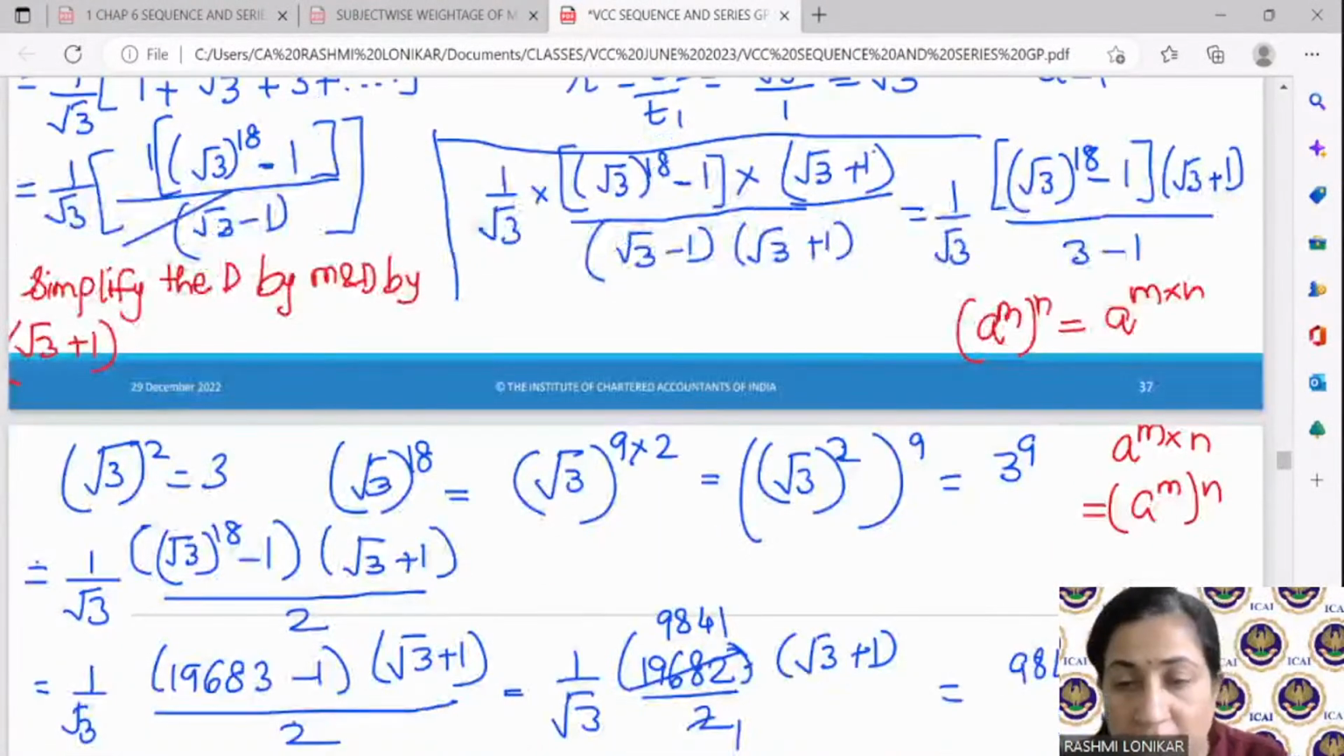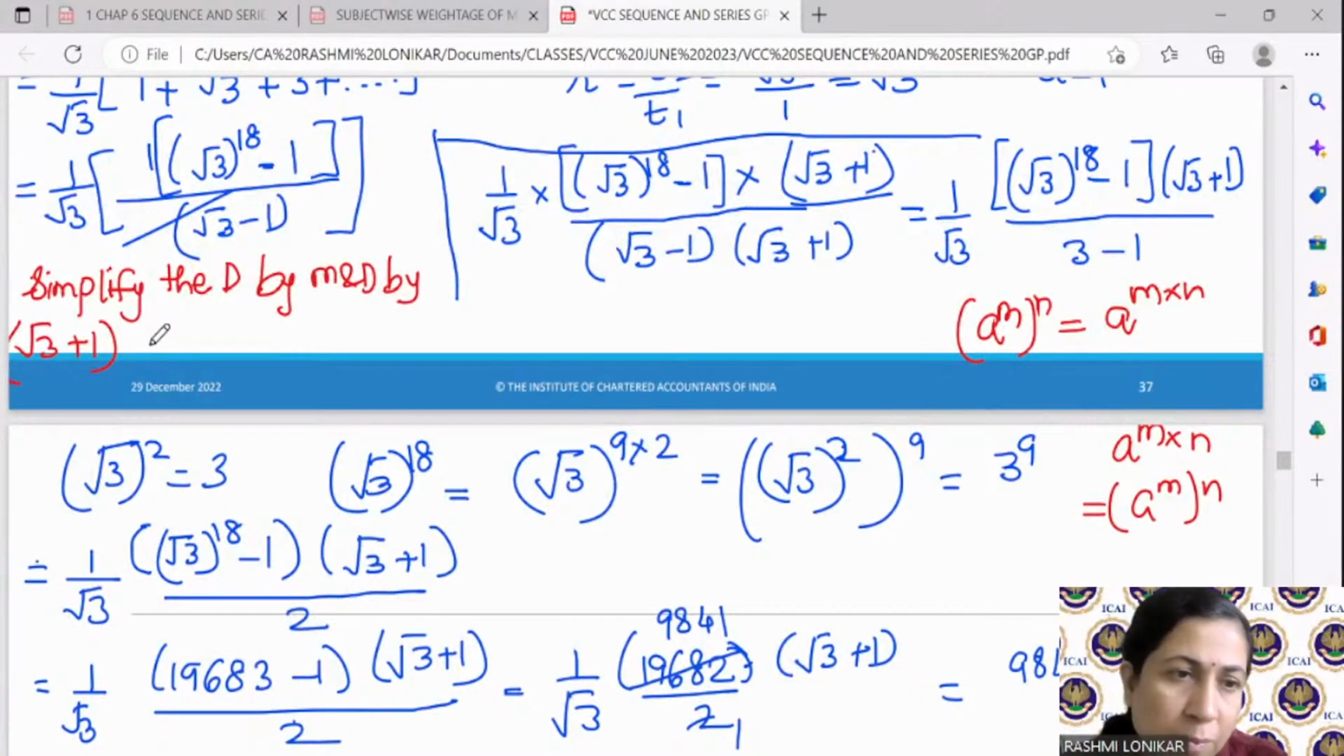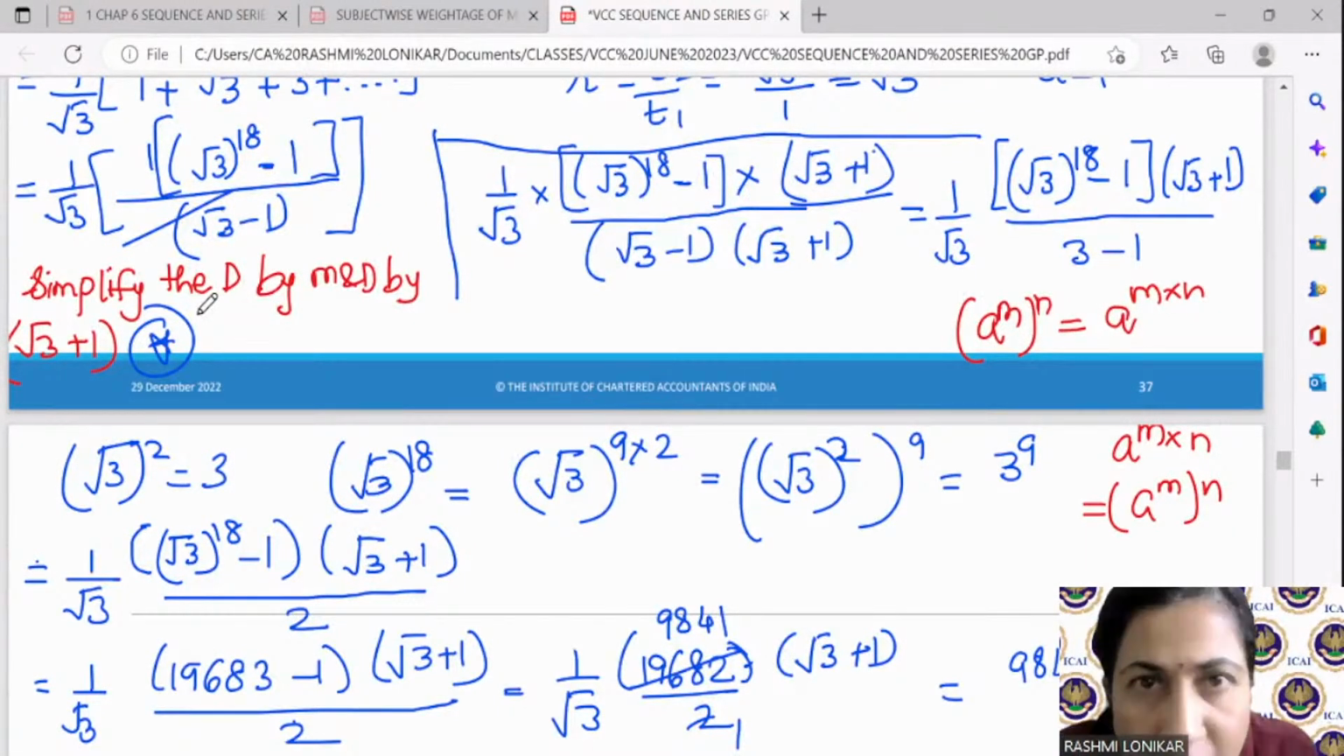The most important step is this: simplify the denominator by multiplying and dividing by root 3 plus 1. Remember, whenever you have irrational numbers, you multiply by the conjugate and you get the simplified result. Is that clear?